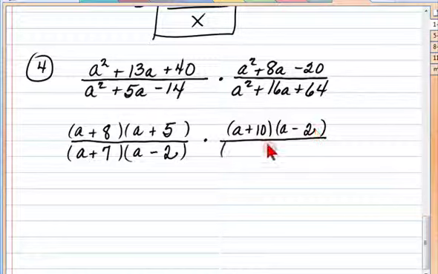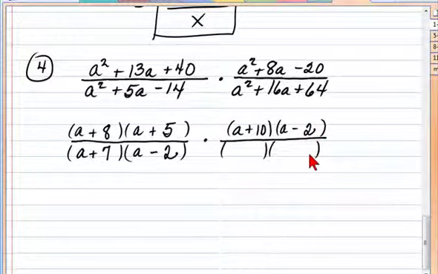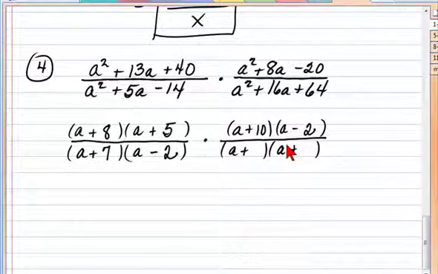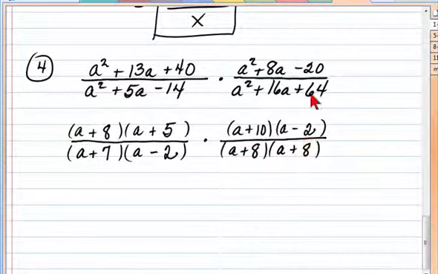Last one, I have last sign is positive, middle sign is positive, so they're both positive. I have an a and an a, and 8 and 8. 8 times 8 gives me 64. They add up to be 16. Okay, so however long it takes us to get through all that trial and error factoring.